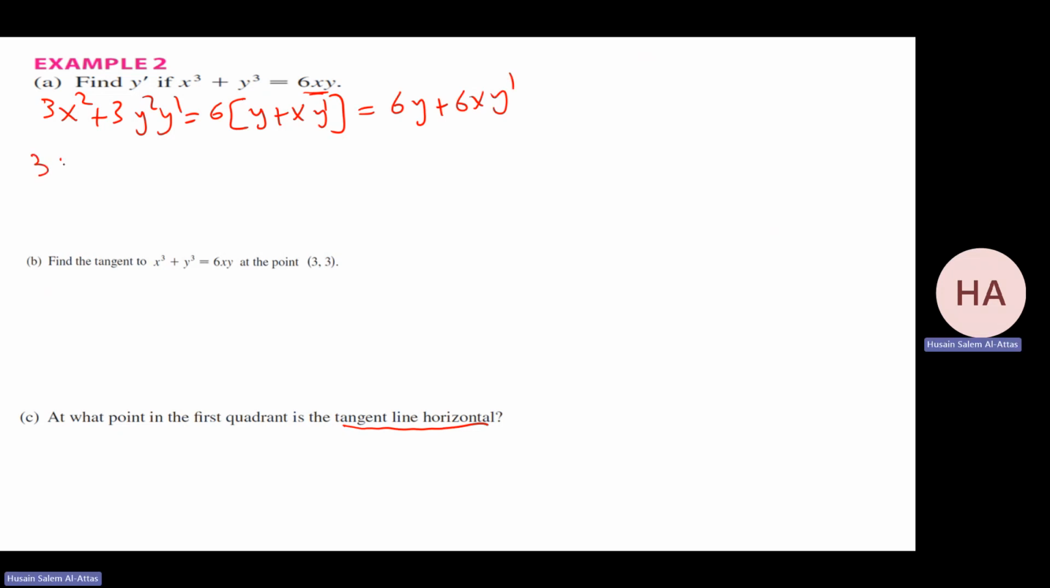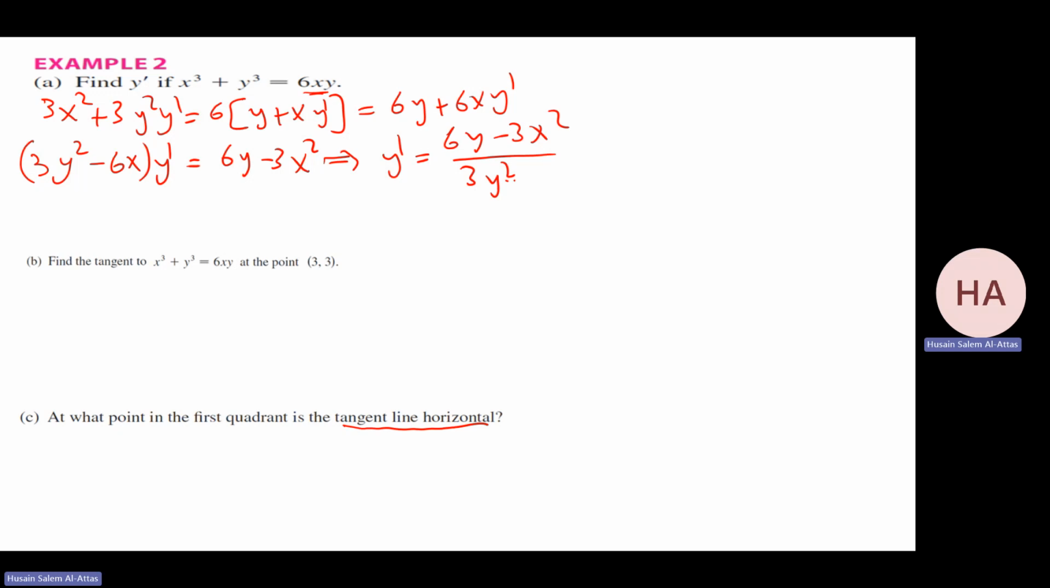Put the ones with y prime on one side. That will be 3y squared minus 6x times y prime equals 6y minus 3x squared. That implies y prime will be what? 6y minus 3x squared over 3y squared minus 6x. Divide by 3. That implies y prime equals 2y minus x squared over y squared minus 2x.